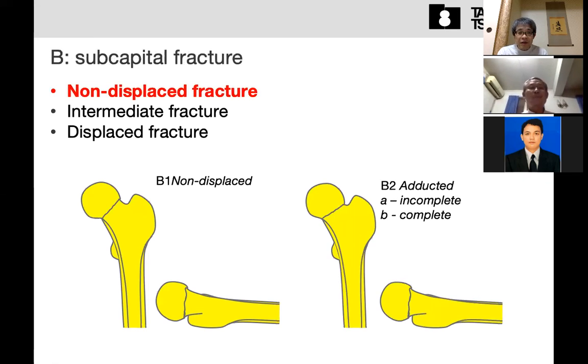The intermediate type includes the abduction fracture, but there are two types of abduction fracture. One type is this abducted fracture, the incomplete fracture. It is a true Garden stage 1. Another type is a complete type. It looks like Garden stage 1, but the fracture is complete. So I don't know whether we can deal with the two types of fracture in the same fracture category or not.